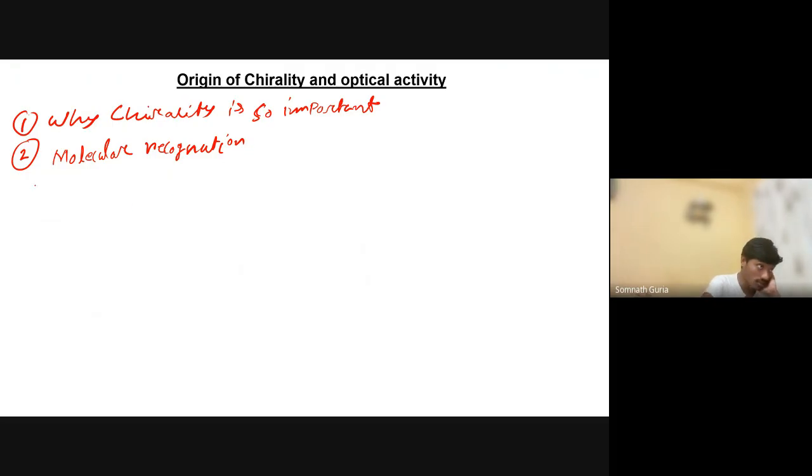And the third thing is, what is the origin of chirality? How does chirality come into the picture? So, origin of chirality.